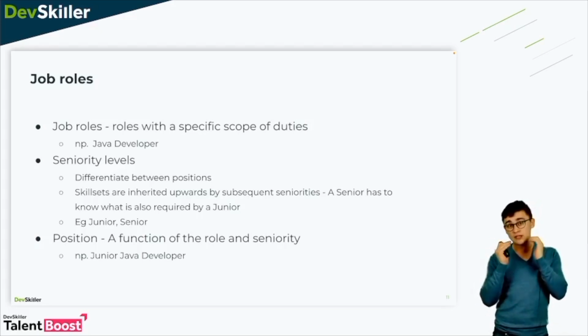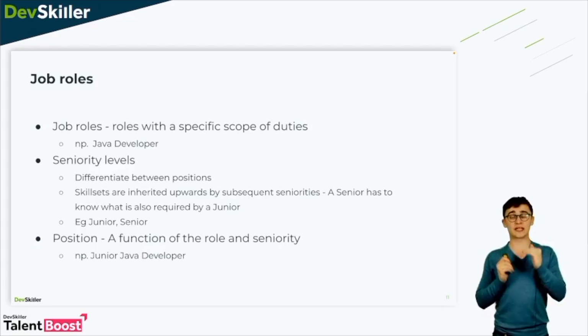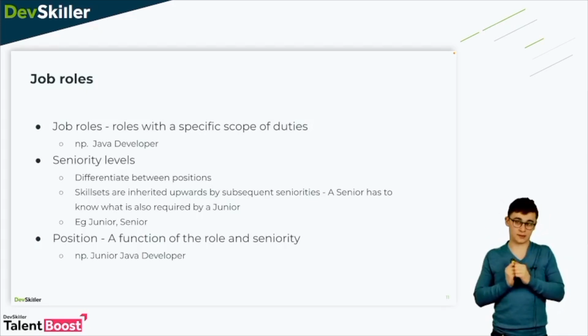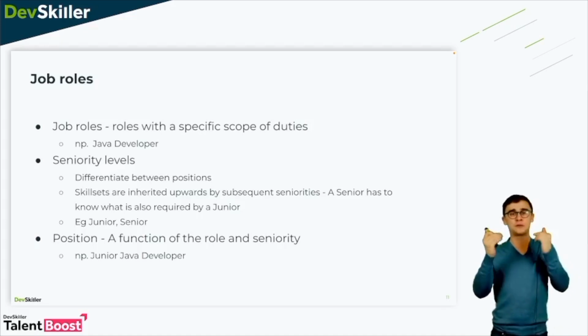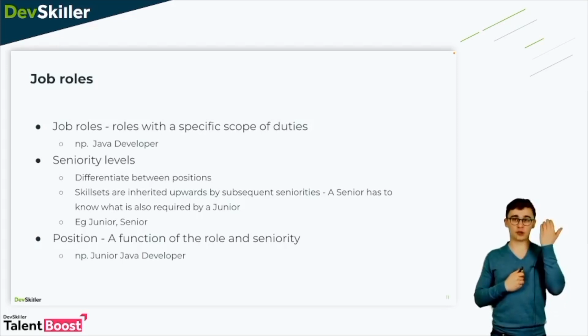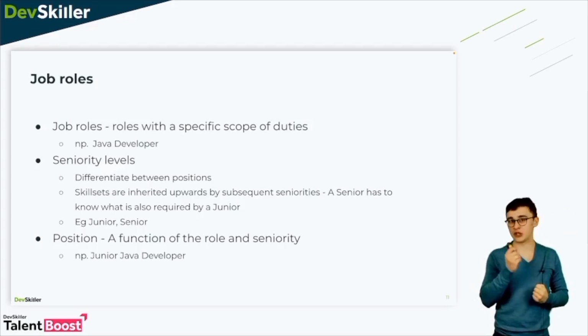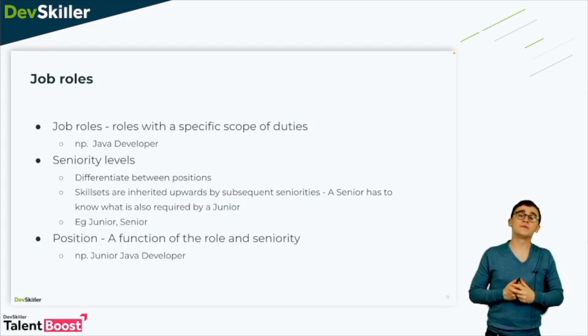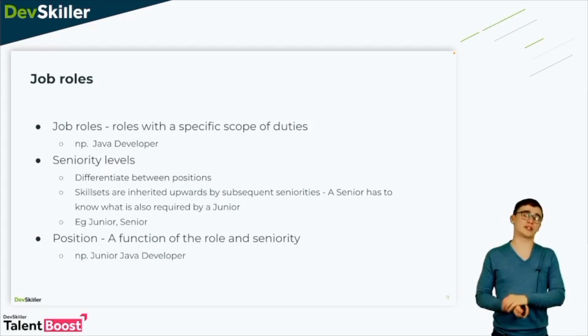It's worth remembering that skill sets are inherited upwards, which means that a mid developer has to know what a junior knows, and a senior has to know what mid knows and a junior knows. Now, a function of a job role, such as a Java developer, and a seniority, for example, junior, gives us a full-on position, such as junior Java developer.